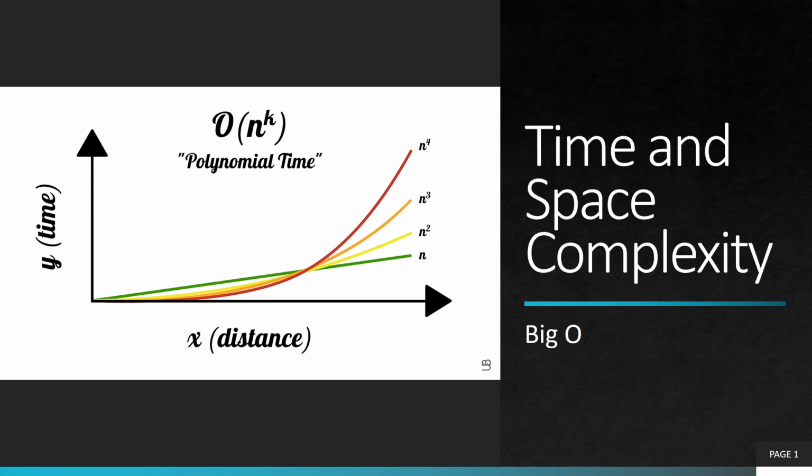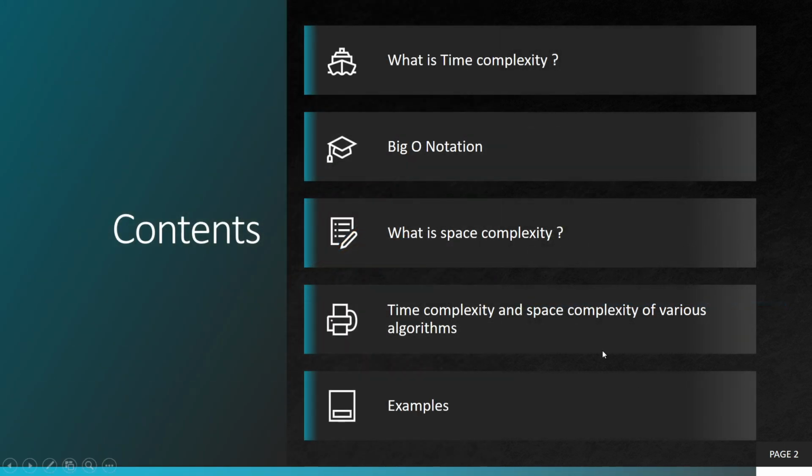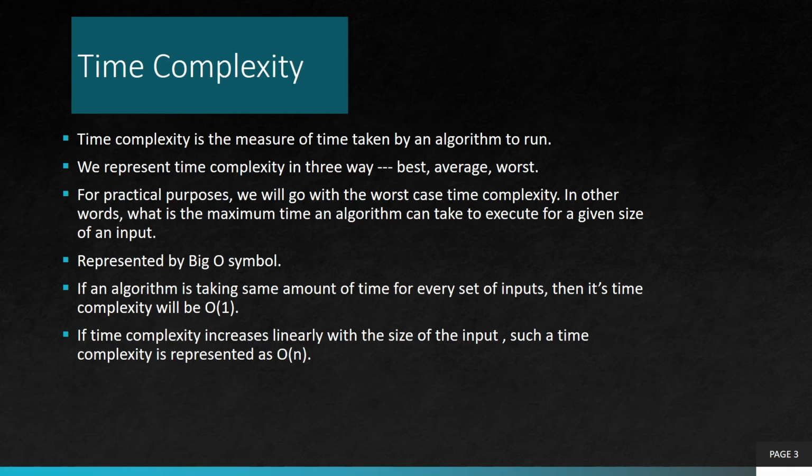Today we will see about time and space complexity, and what the contents are. First is time complexity, second is Big O notation, third is space complexity. Then we will see various algorithms, their time complexity and space complexity, and in the last we will see one example.